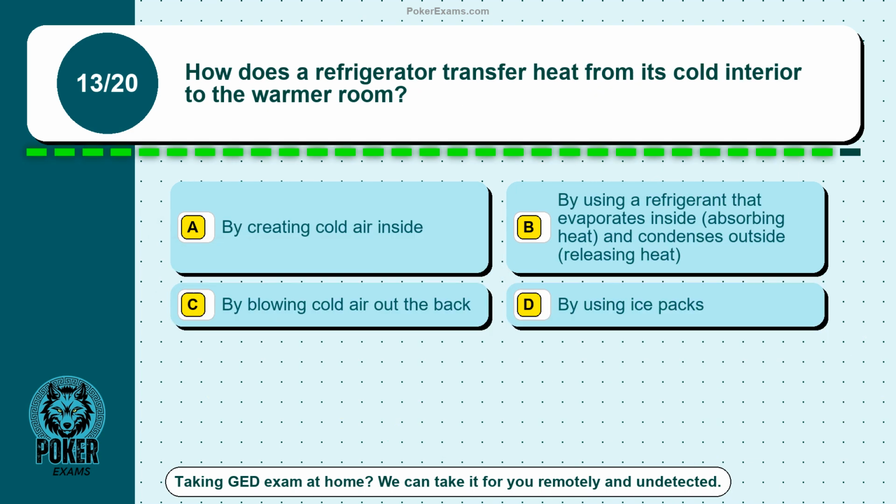Question 13. How does a refrigerator transfer heat from its cold interior to the warmer room? Option A. By creating cold air inside. Option B. By using a refrigerant that evaporates inside, absorbing heat, and condenses outside, releasing heat. Option C. By blowing cold air out the back. Option D. By using ice packs.